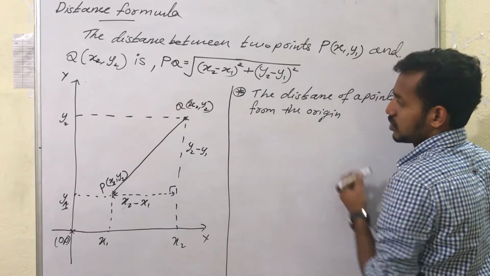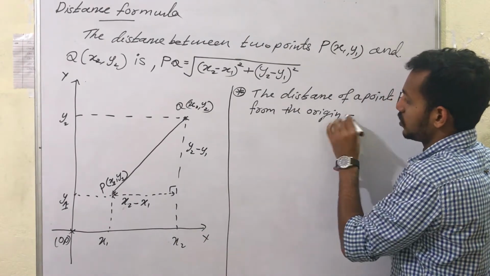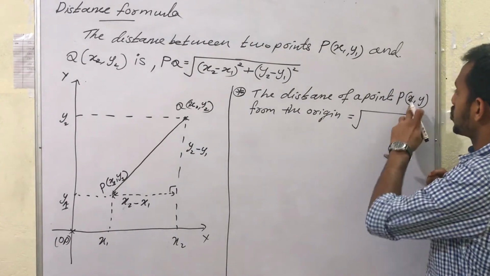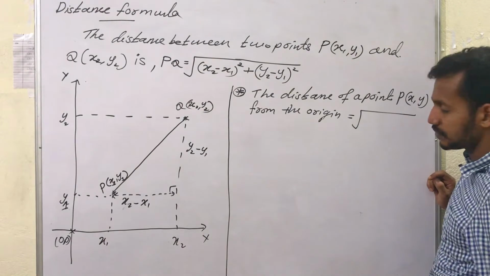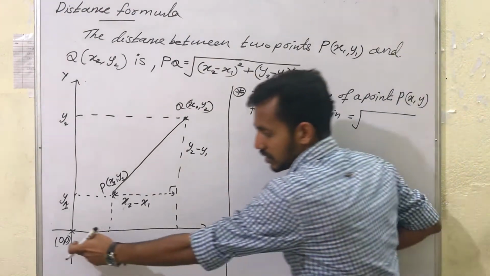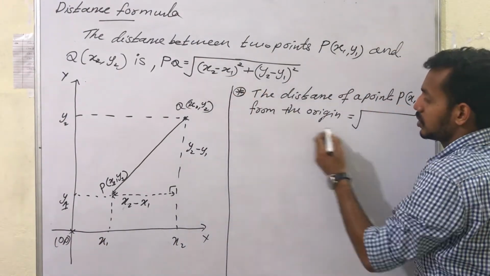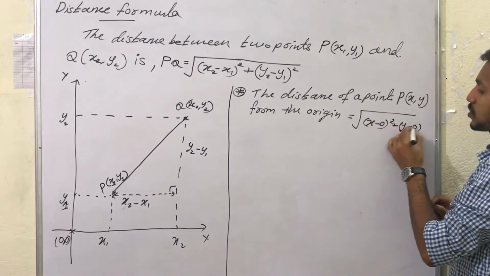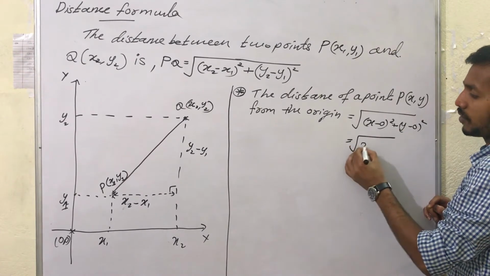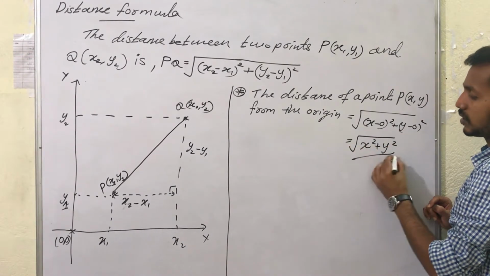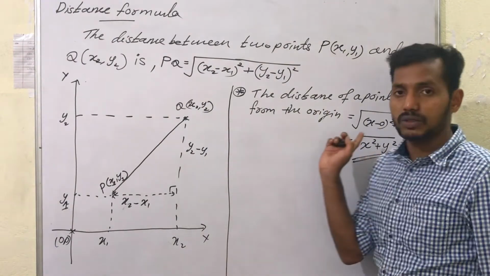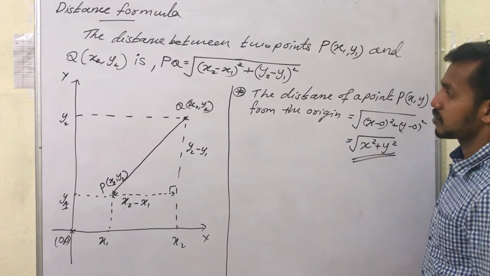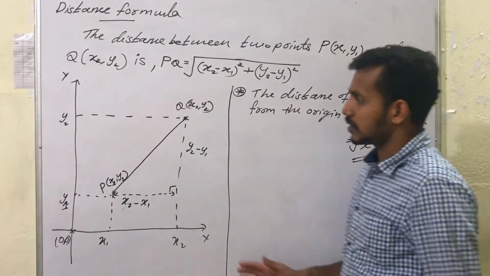Therefore, what will be the distance? Square root of, x2 and y2 we can consider as this, and x1 and y1 we can consider as this. Just substitute the values, we will get (x minus 0) whole square plus (y minus 0) whole square, which is equal to the square root of x square plus y square. This is a very important concept you need to remember in case of solving multiple choice questions. One more question can be asked like that.